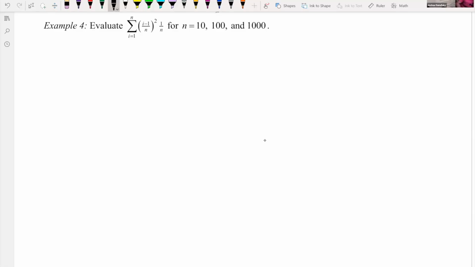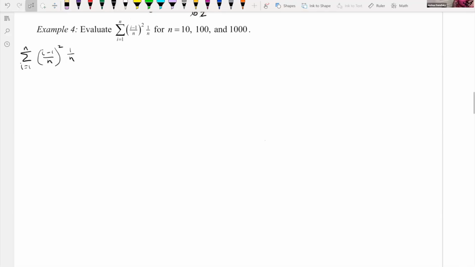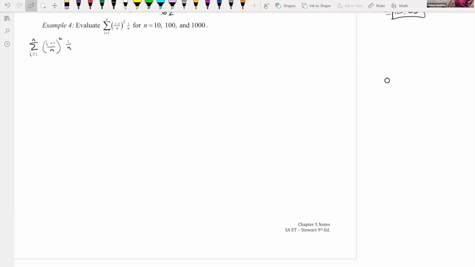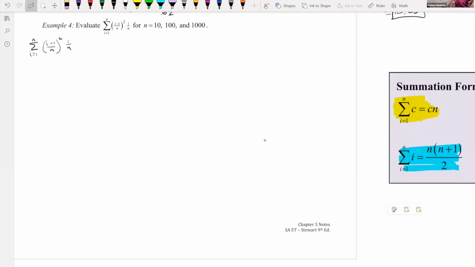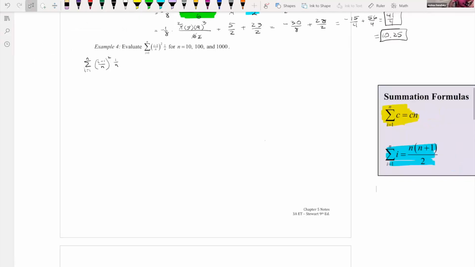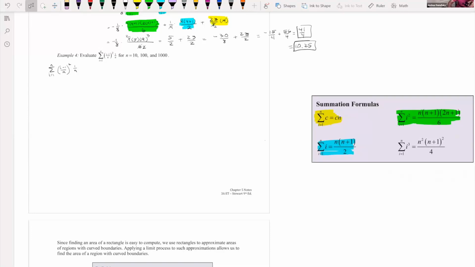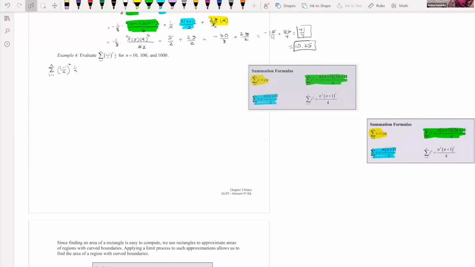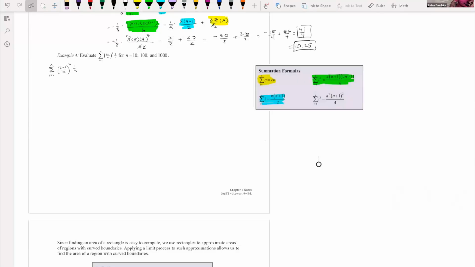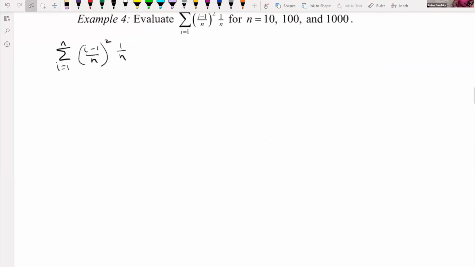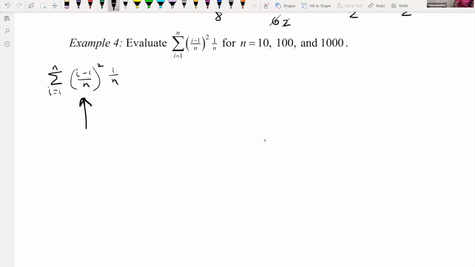So here we go. We've got the sum i equals 1 to n of (i minus 1 over n) quantity squared times 1 over n. And our goal is to rewrite this in such a way so we can use these summation formulas over here. So that's our goal. What we're going to do first is we're going to square this and multiply in the 1 over n and see what it looks like.